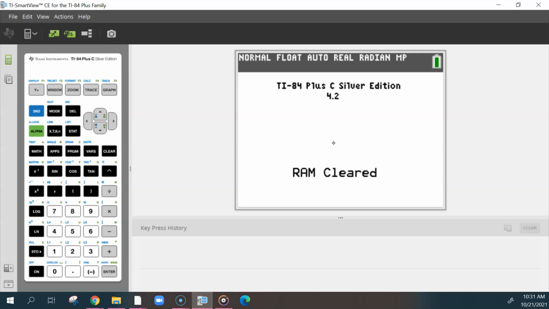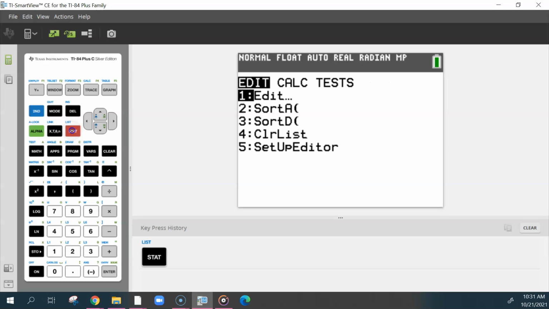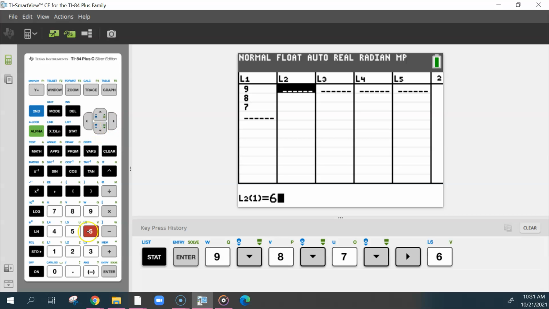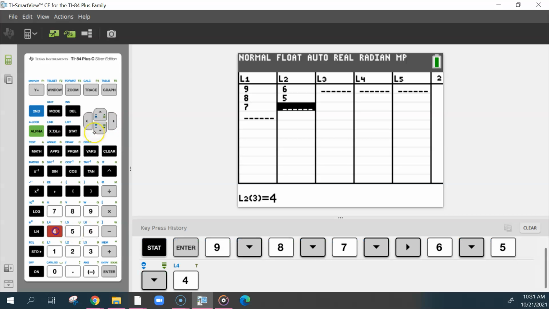I'm going to pick random points that I think of in my head. Go into stat, go into edit. You can pick the same numbers I do, or pick random numbers. It does not matter. You can put 2 sets of data, 3 sets of data, as long as you have more than one, it doesn't matter. Stat, edit, and then I just put in random numbers.